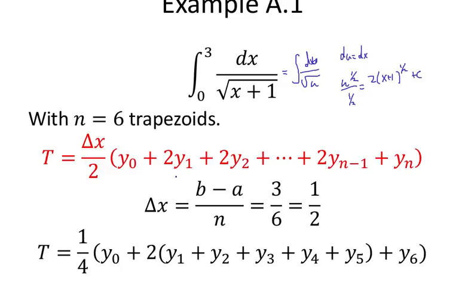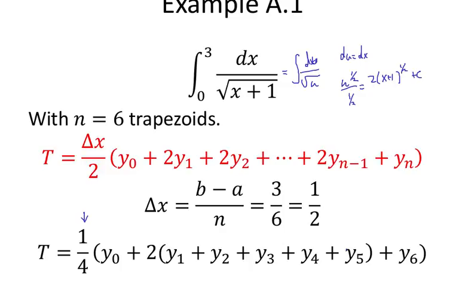And so here in red is our layout of our trapezoid rule as a template. Our delta x in this case is b minus a over n. B minus a, 3 minus 0, divided by 6 partitions, 6 trapezoids, is going to be a delta x of 1/2. So when the delta x is 1/2, 1/2 divided by 2 is equal to 1/4. That's this value right here. Now we have y of 0, and then plus 2 times all the middle ones, y1 through y5, then plus our y6.